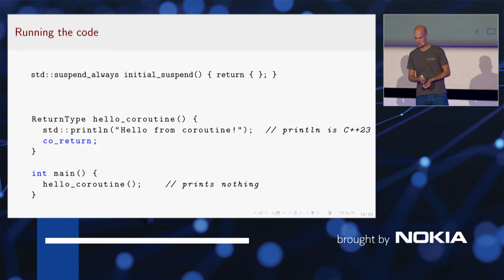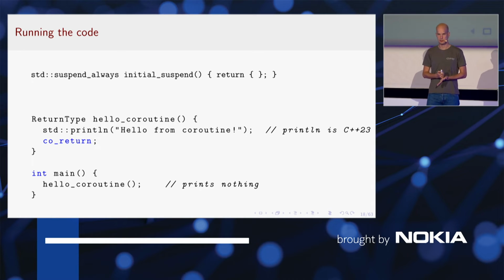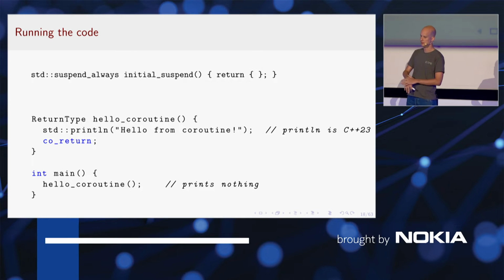So I'm going to add a print statement into the body now to see what's actually happening. And now we'll notice that if I execute the coroutine like this, I won't get any message printed to the console. Main will finish executing, but I won't see the results of the print line statement.